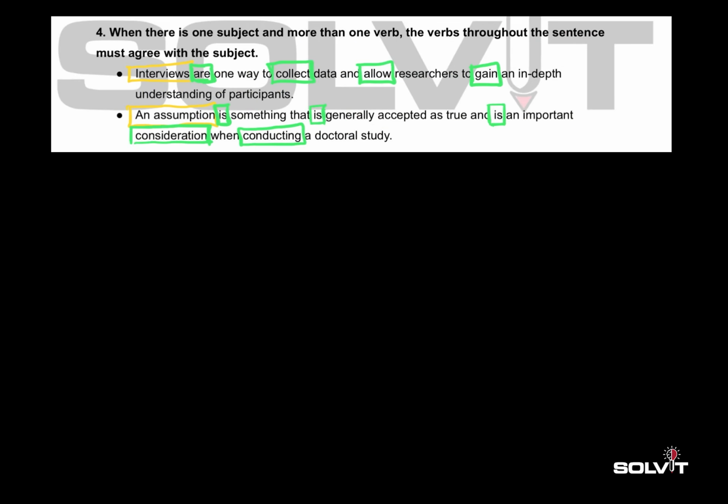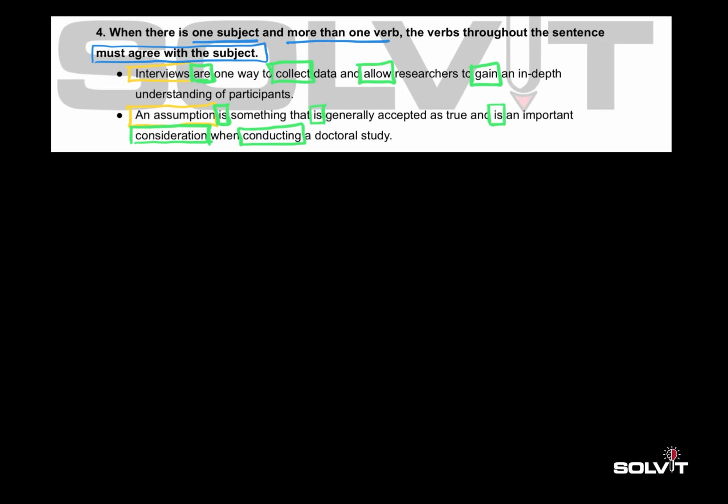Okay, now our fourth rule is when there is one subject and more than one verb, the verbs throughout the sentence must agree with the subject. Okay, so we have two example sentences over here. So let's see the first one. I've highlighted the subject in yellow and I've highlighted the verbs in green.